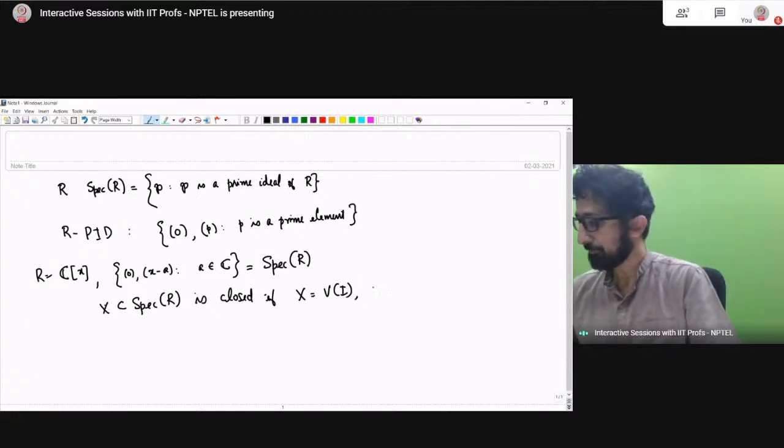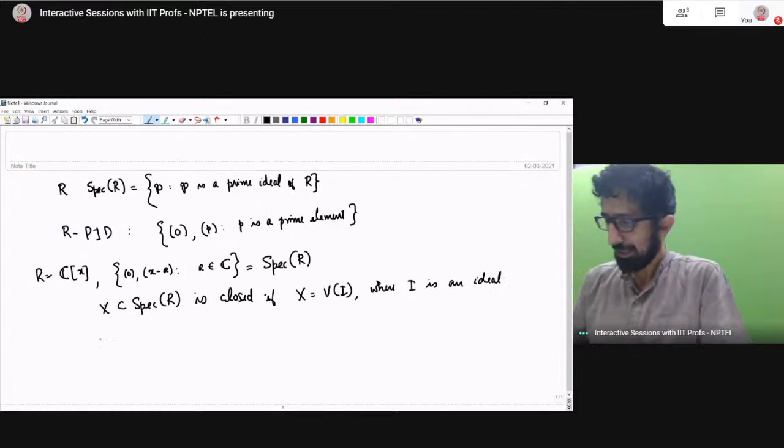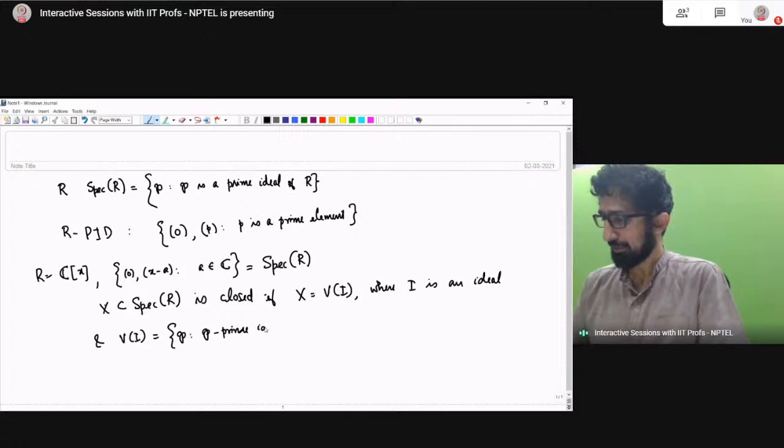V of I, where I is an ideal, and V of I is the set of all prime ideals containing I.